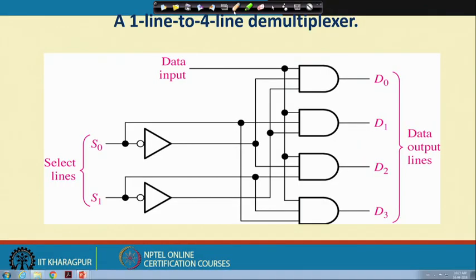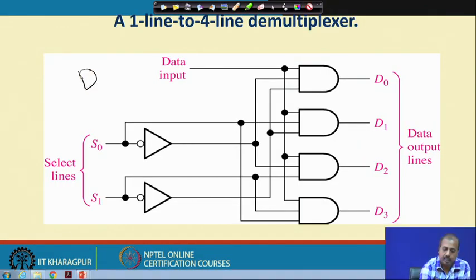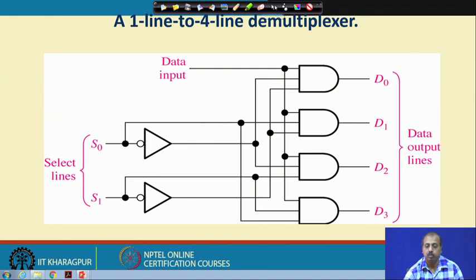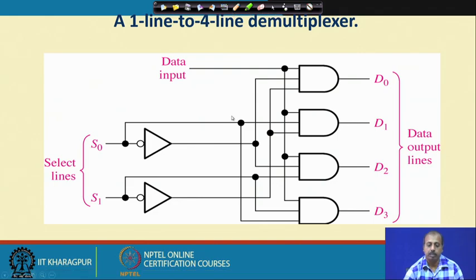For example, if I have a gate like this and here I have bubbles, then I know that the function realized is AND of A bar B bar, which is nothing but A OR B whole bar. So, that is a NOR gate. By applying De Morgan's theorem we can get it. This way we have to look into the schematic, the logic symbols that we have, and interpret what the corresponding signal is.